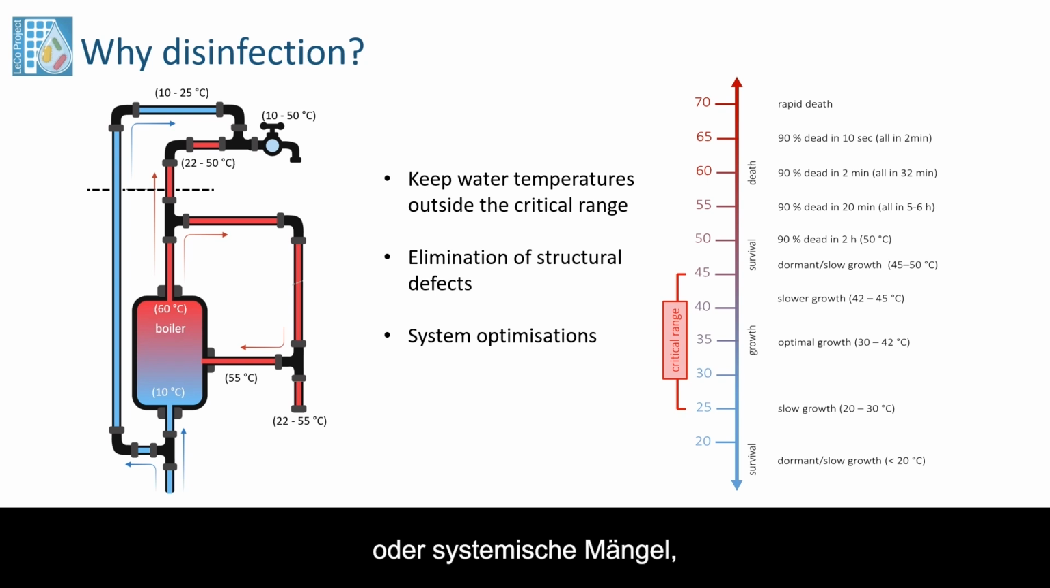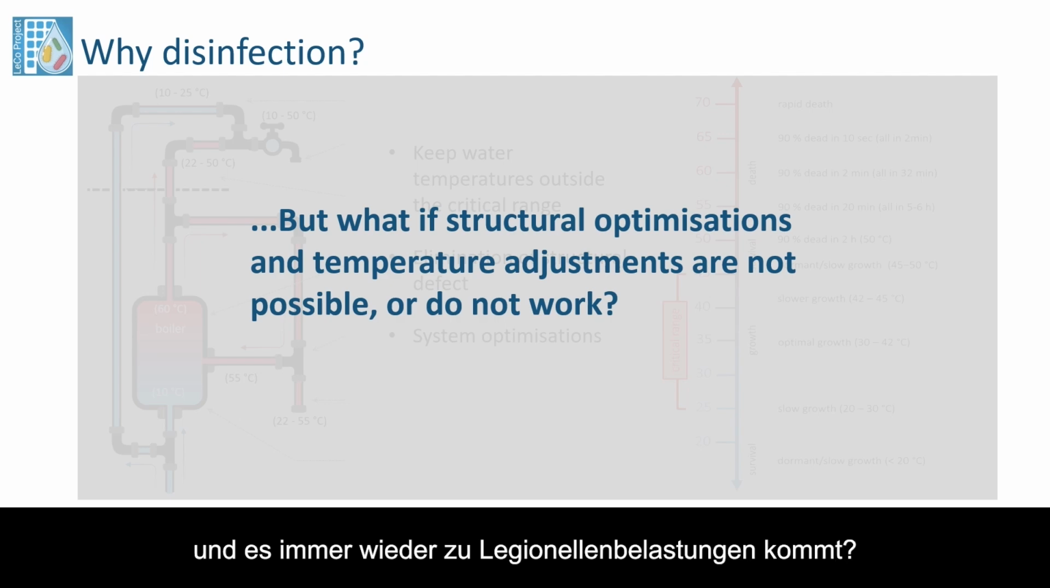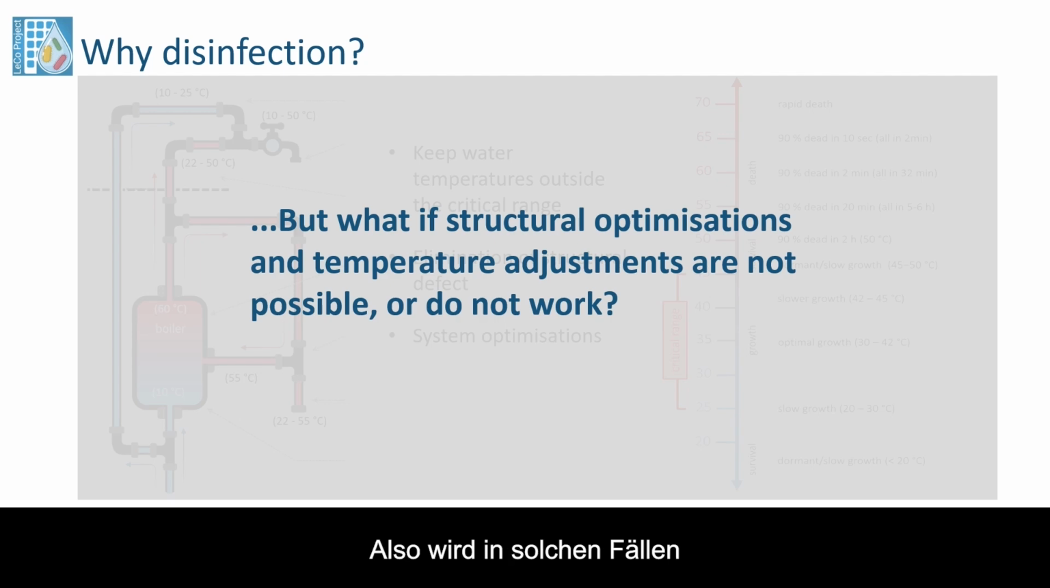There are structural defects or system defects that can be eliminated, but often not always. So what do we do if the structural optimizations and temperature adjustments are not possible or just do not work, and Legionella contamination comes over and over again? For this, disinfection is often chosen.